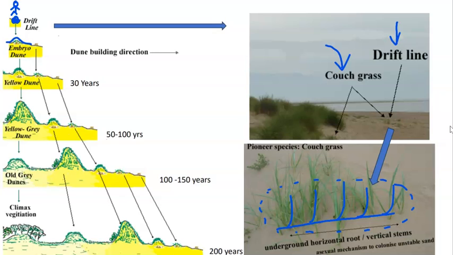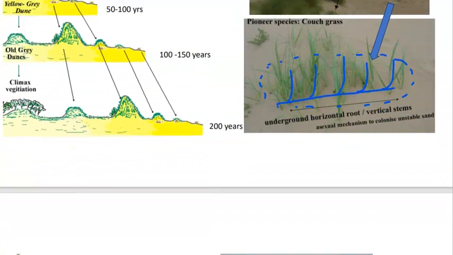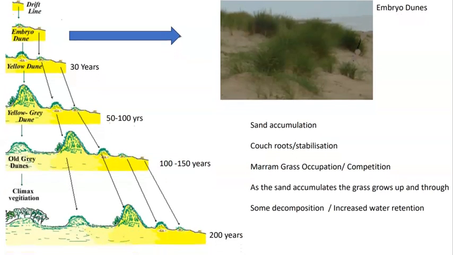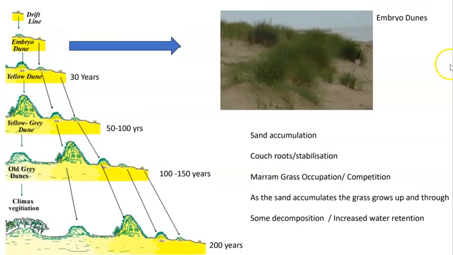If we stay in that location for a long period of time, many years, we will see that the embryo dune begins to grow taller. And this is the formation of what is called the yellow dune. The yellow dune, which develops from the embryo dune, is brought about by the stability created on the embryo dunes by the couch grass, and allows marram grass the opportunity to compete with the couch grass.